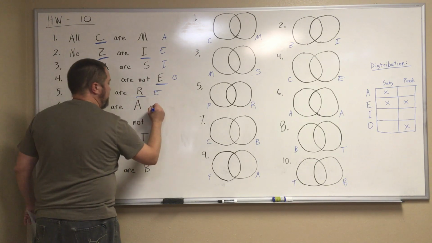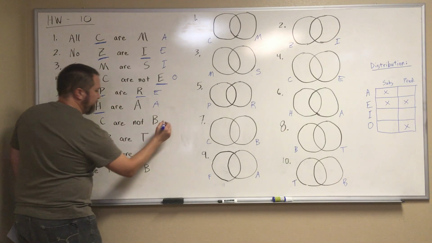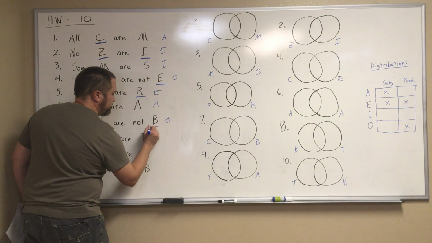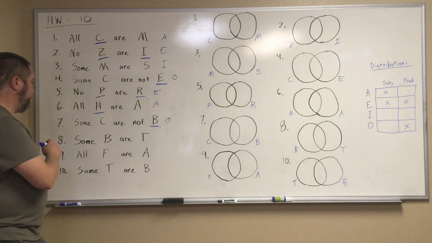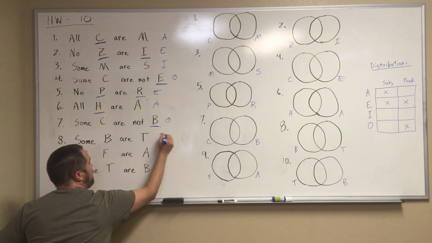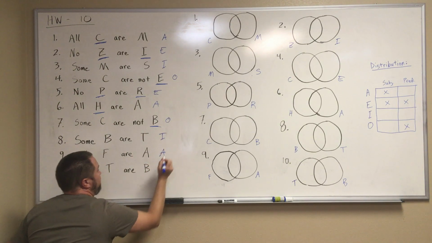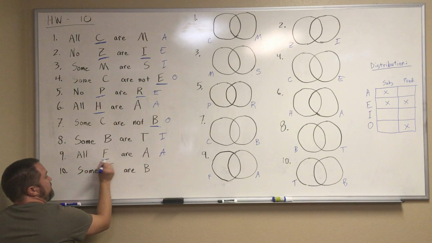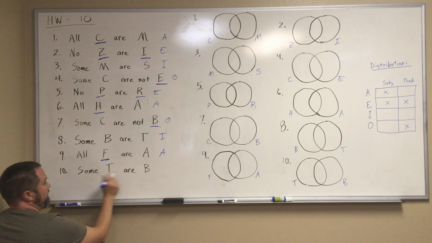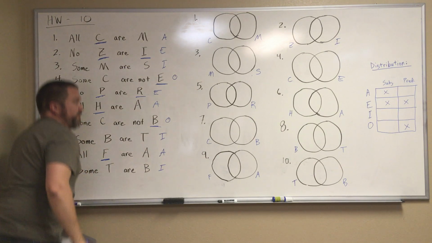All H are A, that's an A statement. So it's just the subject. Some C are not B, that's an O statement. So it's just the predicate. Some B are T, that's an I statement, so nothing is distributed. All F are A, that's an A statement. So it's just the subject, and then some T are B, that's an I statement, so nothing is distributed.